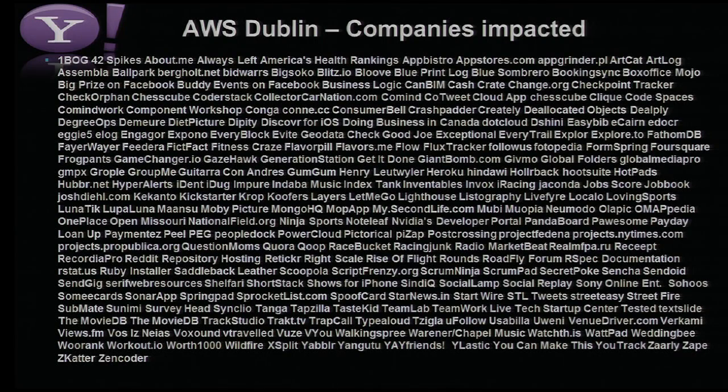This is a list of the companies impacted by the AWS Dublin outage. I don't know if you can read all that. It's a long list.